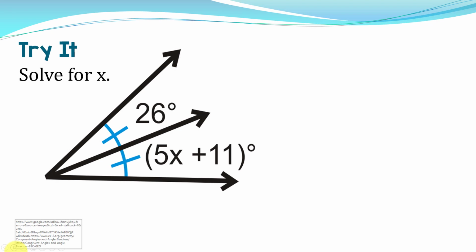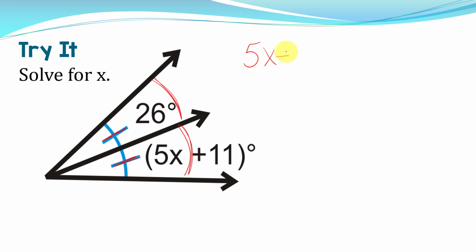All right, so let's try a problem like this. All we have is this picture. So I've got to know what these symbols mean. And these symbols mean that those are congruent angles. So I know that this angle equals this angle. So that's my equation. The problem is going to guide your equation, right? I've got 5x plus 11. That equals 26. And that's my equation. Then I just solve this.